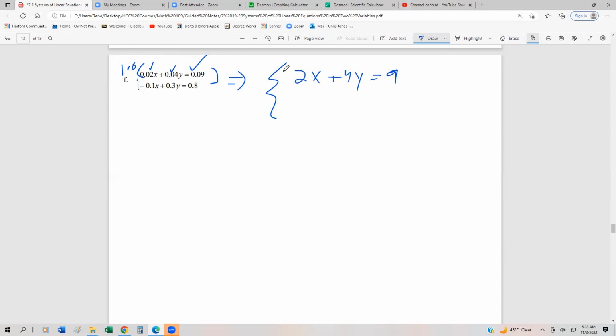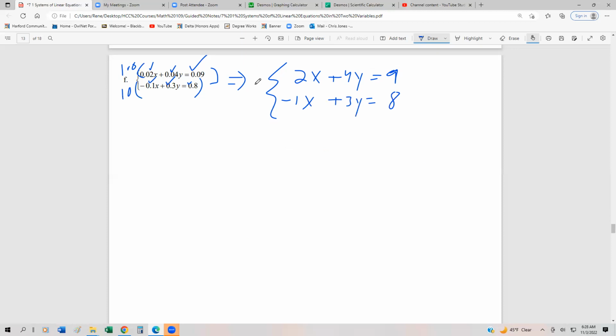And so by multiplying through by 100, 2x plus 4y equals 9. I have 1/10, 3/10, and 8/10. And so what I'm going to do is multiply everything by 10. And so I get -1x plus 3y is equal to 8.